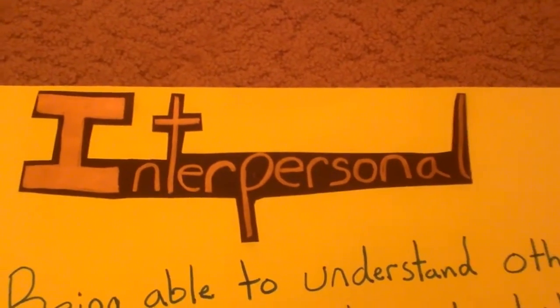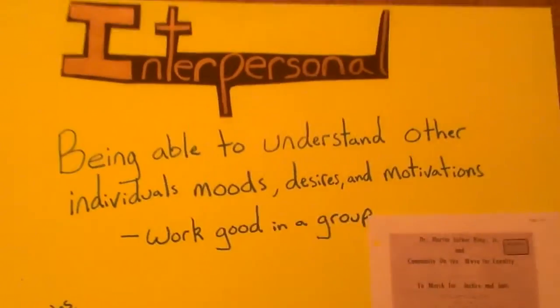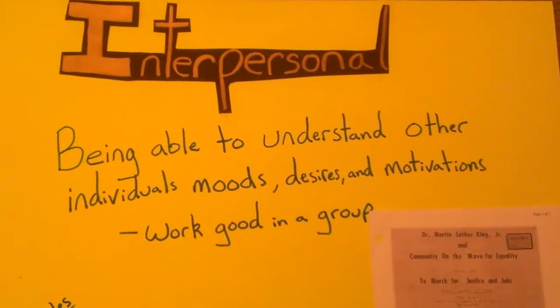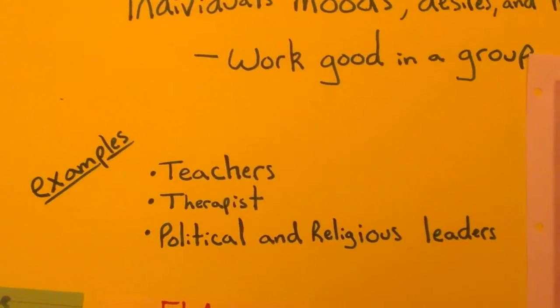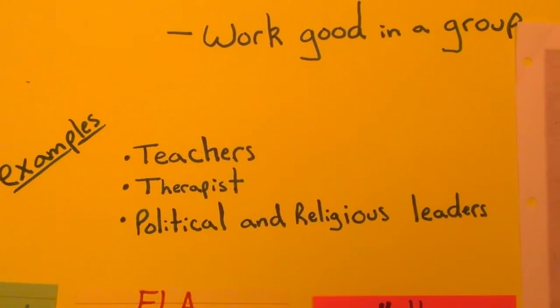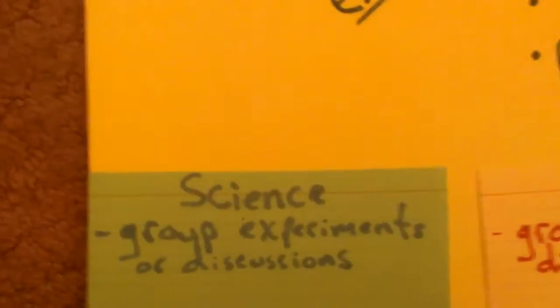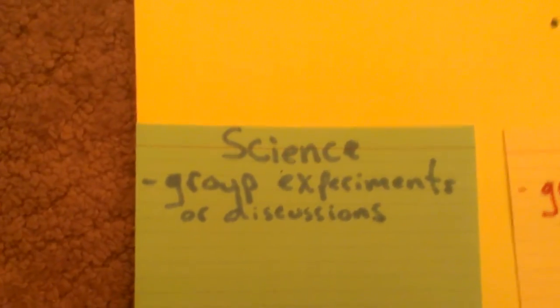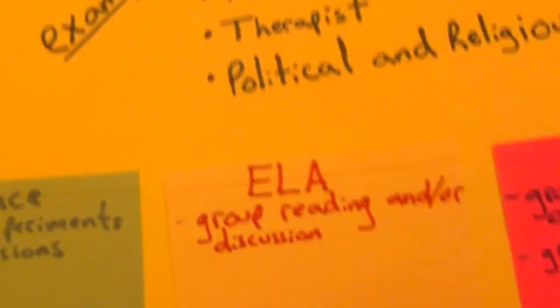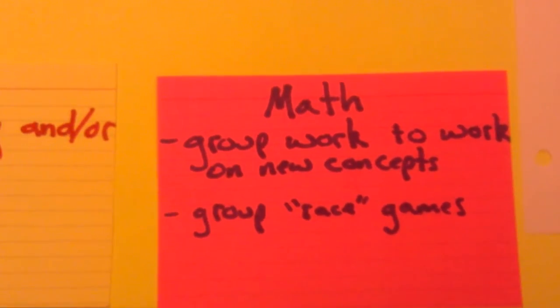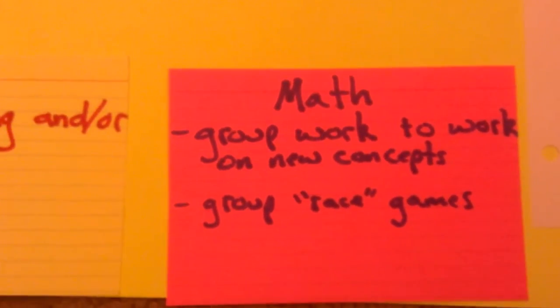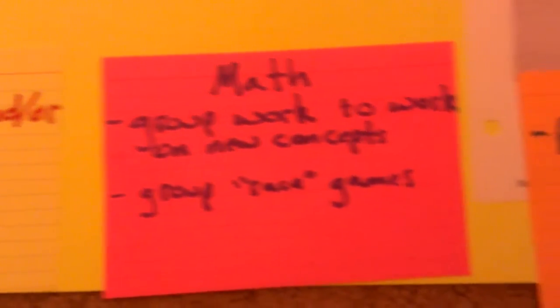Next is interpersonal, which is being able to understand other individuals' moods, desires, and motivations. These people work really good in groups. Some examples are teachers, therapists, and political and religious leaders. For science, you could do group experiments or discussions. ELA is group reading and or discussion. Math, group work to work on new concepts, or group race games such as Jeopardy. Like they could work on a game for that.